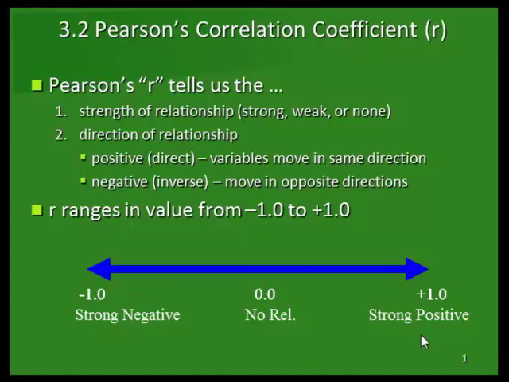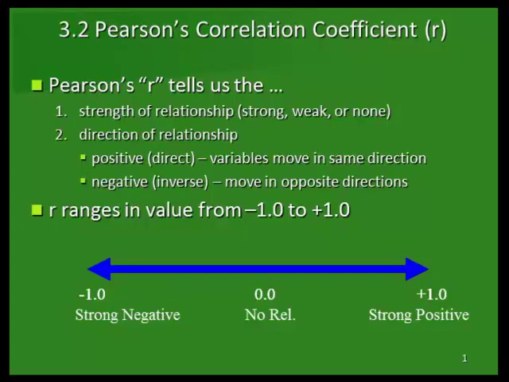Okay, welcome to 3.2, Pearson's correlation coefficient, R. There was this guy named Pearson who came up with a statistic which he called R, which summarizes the strength and the direction of a correlation. So it's a way to be more precise about whether or not you have a correlation, how strong it is, and what direction it's in. There's a formula for it. I'm not going to have you worry about that, but I do want you to understand how it works.